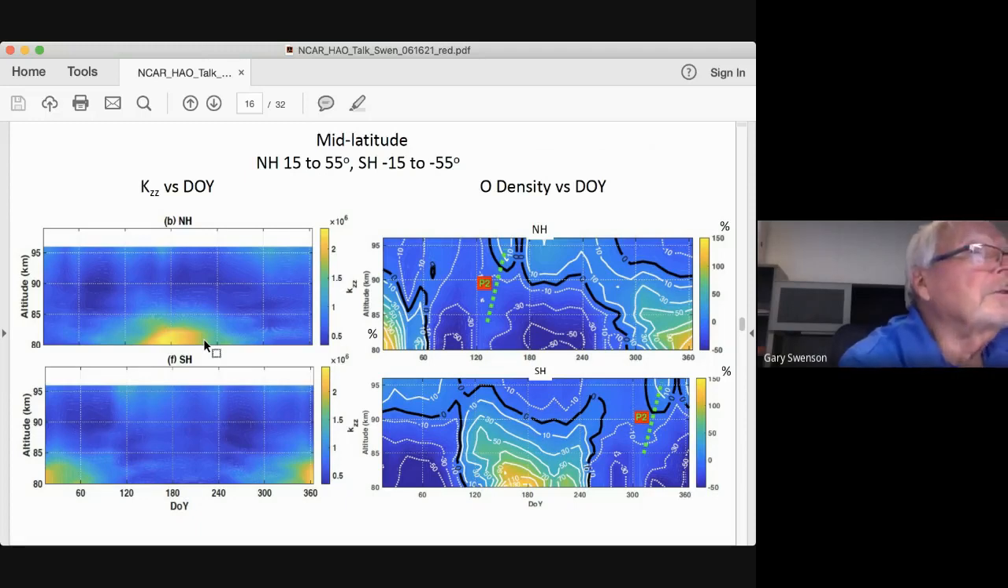Of course, we see that there's a 50% reduction at the center of the annual oscillation in the northern hemisphere when KZZ is maximum. And of course, it's what you would predict, classical. It's doing what we thought it should. Also, the southern hemisphere is doing the same thing. In the winter, we see a lot more atomic oxygen and less depletion than in the summer in the southern hemisphere, when the KZZ increases in the summer.